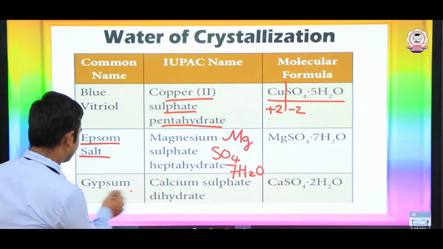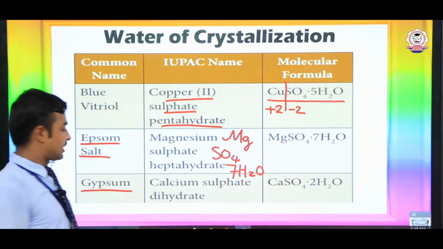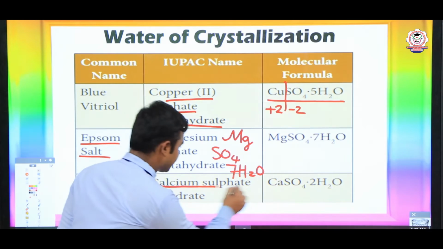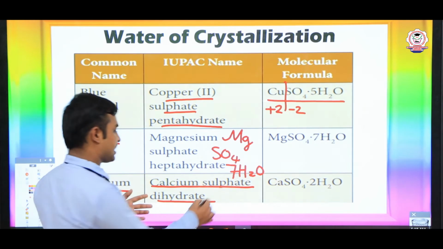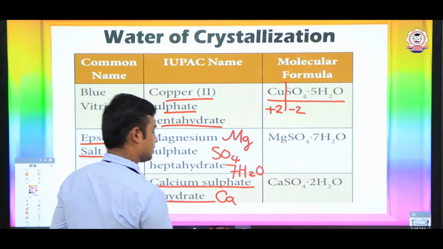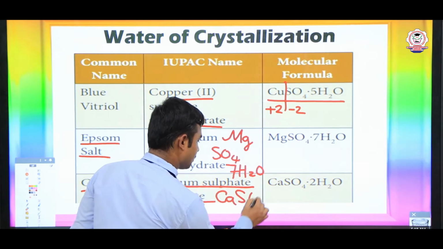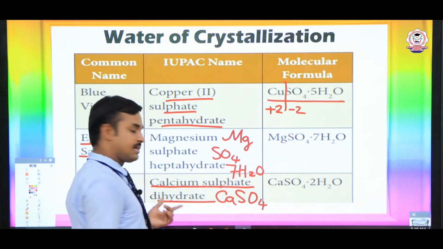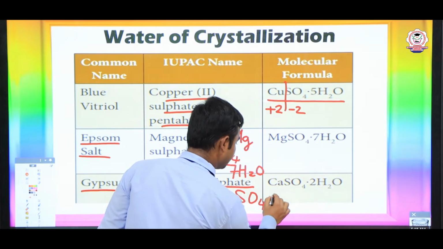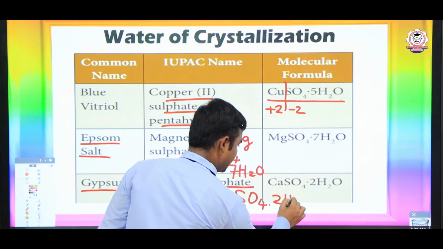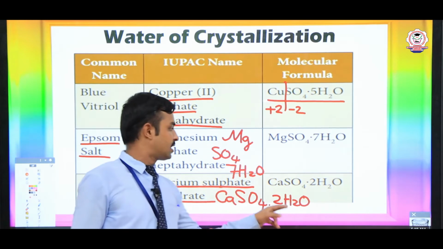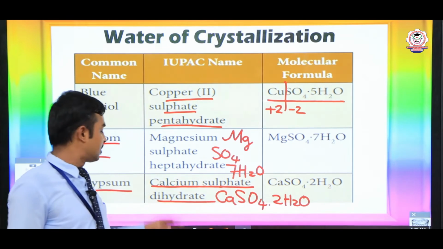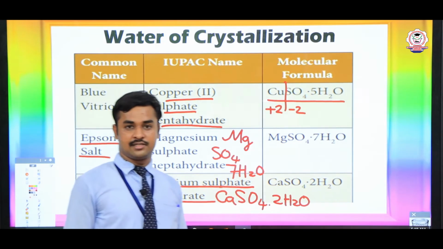And the last one is gypsum. The chemical name of gypsum is calcium sulfate dihydrate. The calcium symbol is Ca, sulfate is SO4, and dihydrate means dot 2H2O, since di means 2 and hydrate means H2O. So CaSO4·2H2O is the formula for calcium sulfate dihydrate.